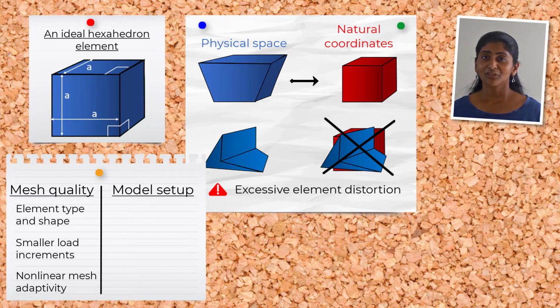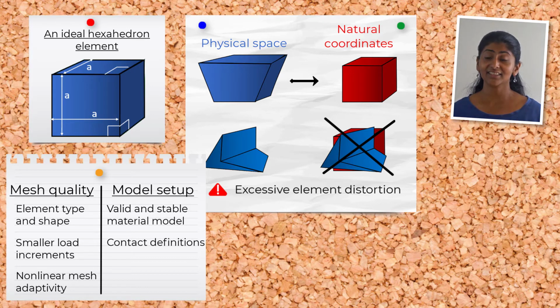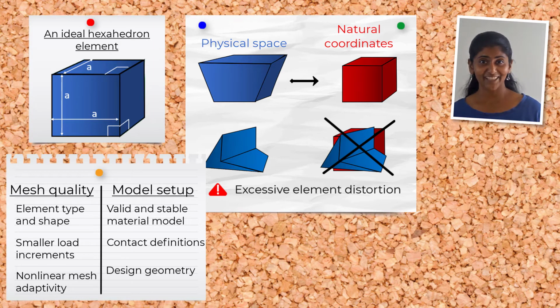The second category of fixes includes checking the overall model setup, which includes ensuring that the material definition is valid for the case at hand and that the material model is stable. If the model at hand has contacts defined, then we need to ensure that all possible contacting surfaces are accounted for. We may also need to tweak certain contact settings or modify the design to help redistribute the localized high stresses and strains. This might seem like a lot of things to remember, but don't worry.